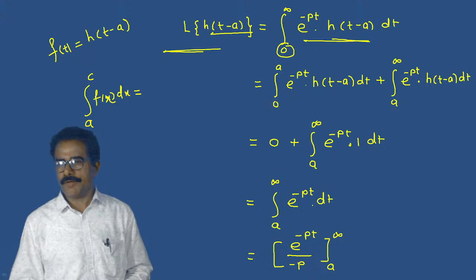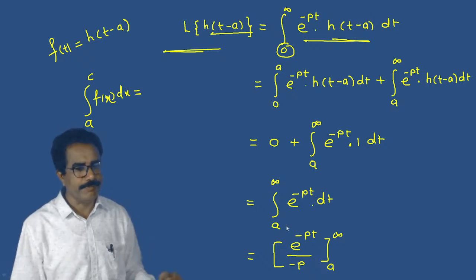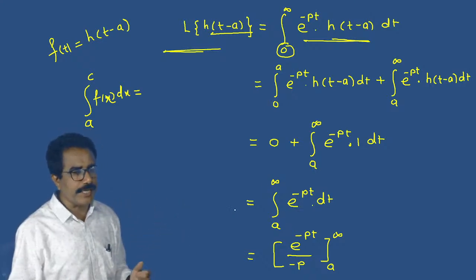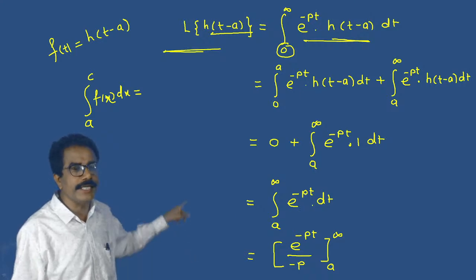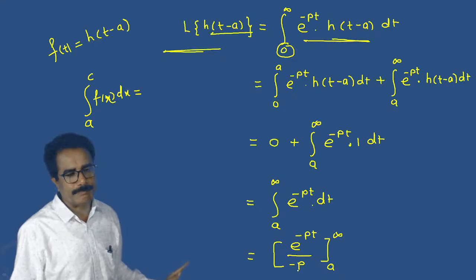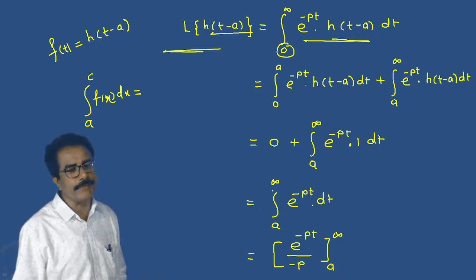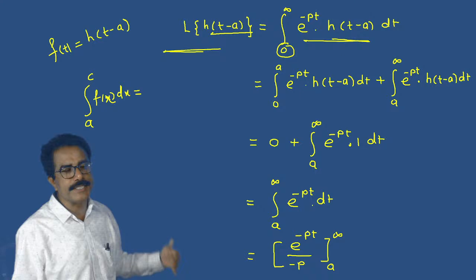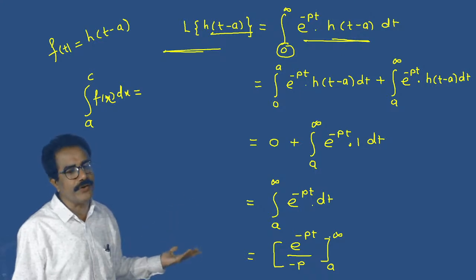What is the integration of e raised to x? Okay, now integration of e raised to x is again e raised to x. So integration of e raised to minus pt is e raised to minus pt upon minus p, over the limit a to infinity, because the lower limit is a and the upper limit is infinity for t.